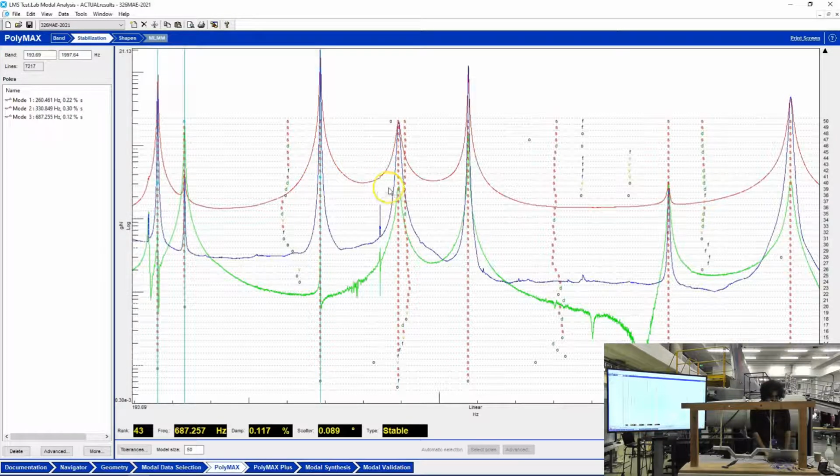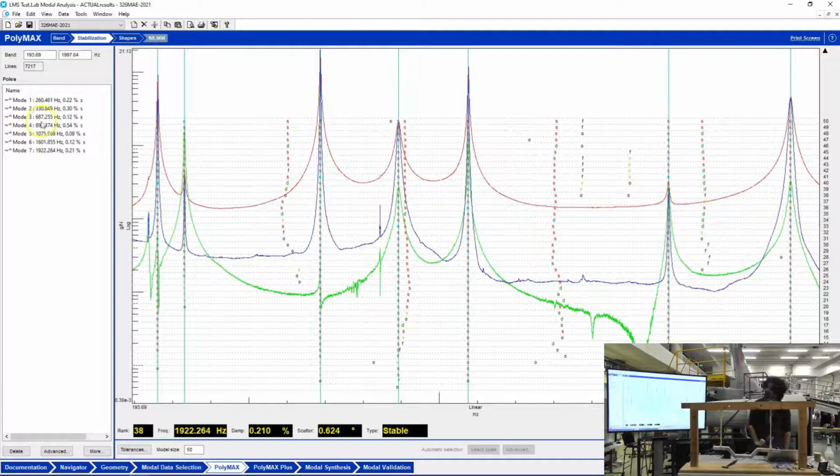I will select this for extraction. Here it looks like I have 2, but this right one, I don't see it. So I'll just pick this left one, and I'll pick this one. This one also looks like noise, so it's not very stable.